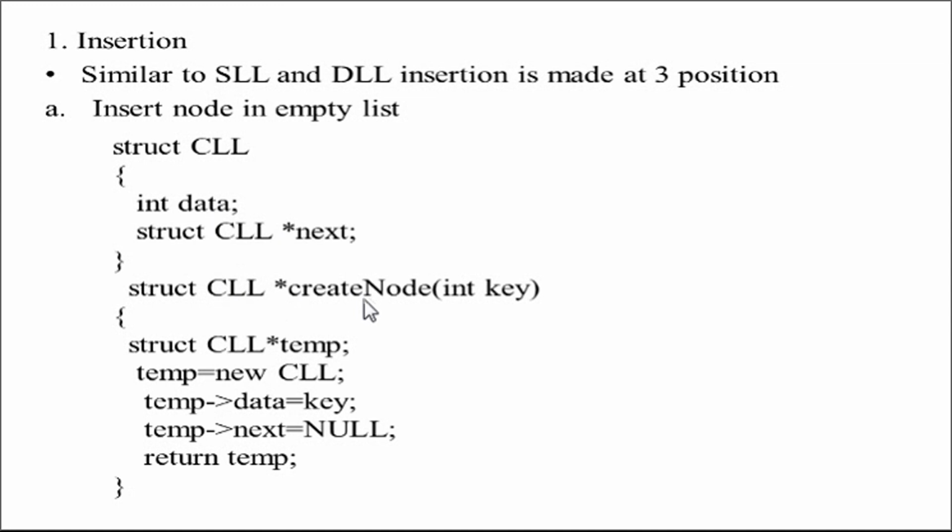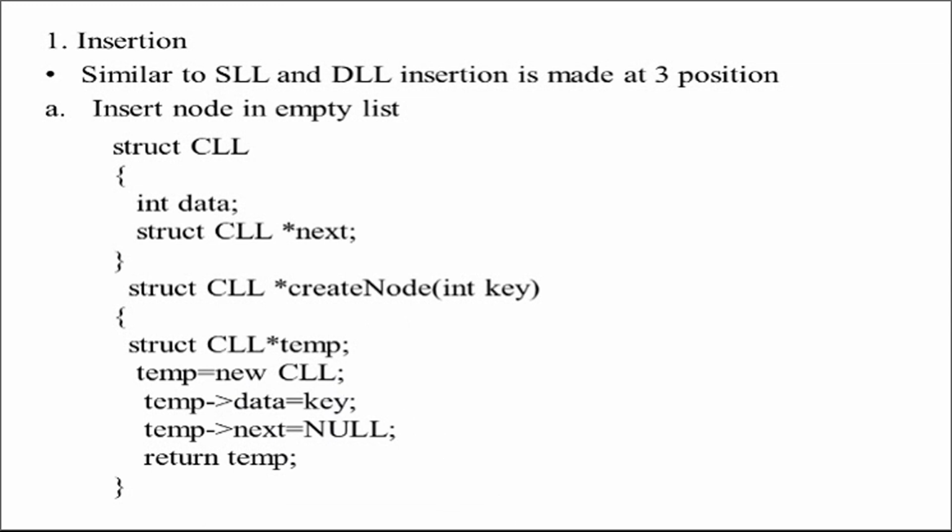Then the create node function takes the data you want to insert into the node, then does dynamic memory allocation and the address is stored in a temporary pointer variable called temp. In temp's data part, we insert the information that we want through a key value, and its next link is null. So this is the code for creating a single node.